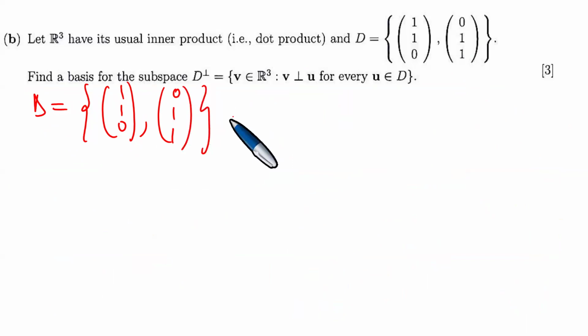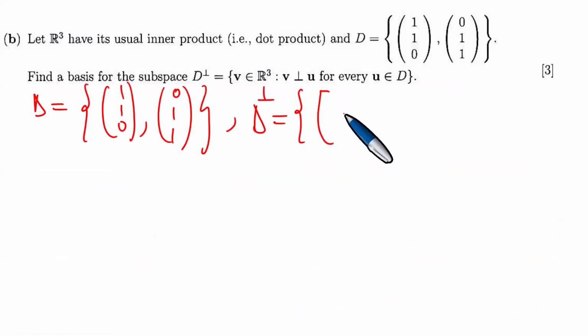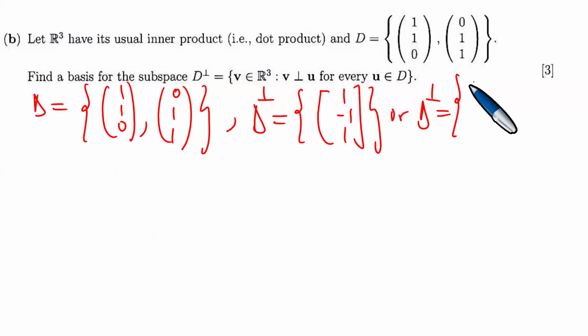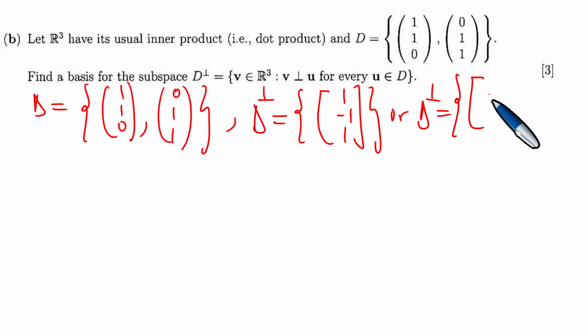Now you have got that D perp. D perp is going to contain what? It's going to contain this one, 1, minus 1, 1. Right, 1, minus 1, 1. Or D perp consists of the negatives, which is minus 1, 1, minus 1. Minus 1, 1, minus 1, like this. You get the point?